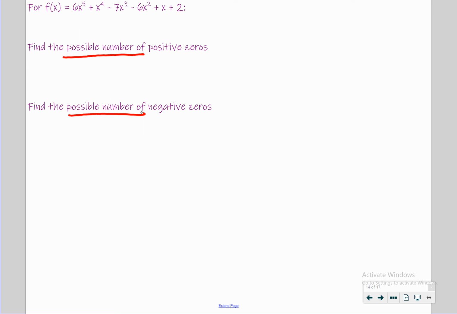All right, so possible number of positive zeros. To figure that out, we just count the changes of sign in the original equation. So the first to the second term, those are both positive, not a change of sign. Second to the third is a change of sign. Third to the fourth, not a change of sign. Fourth to the fifth is a change of sign. Fifth to the sixth, not a change of sign. So there are 2 changes of sign in the original function. So the possible number of positive zeros is 2, or less than that by an even integer. So keep subtracting 2 until it doesn't make sense anymore. So 2 or 0, and that's it.